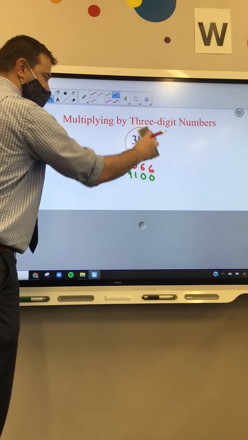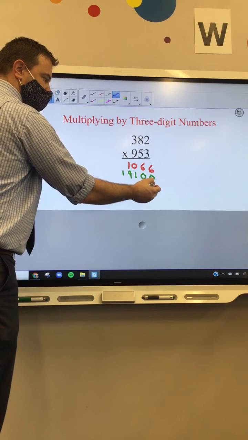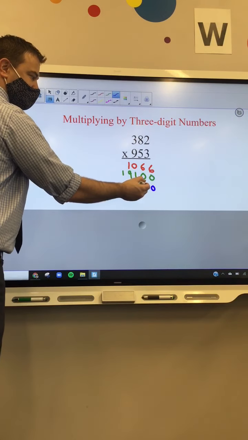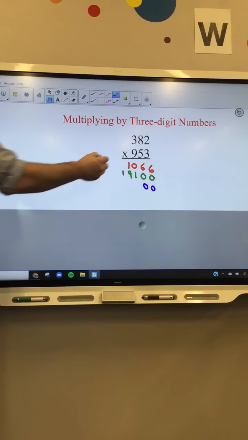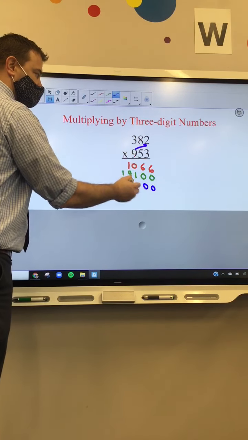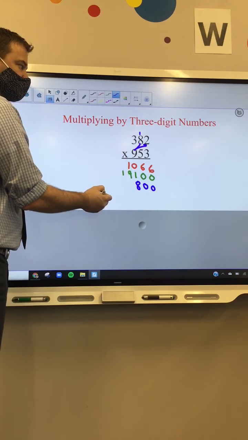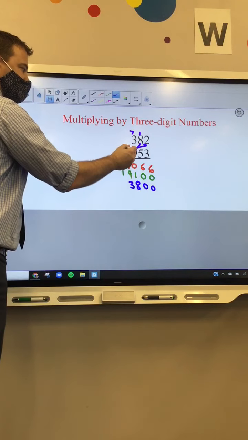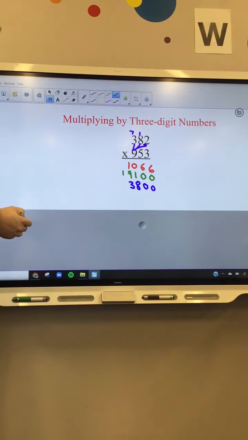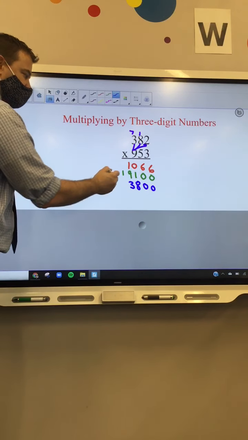So now I'm multiplying by 900. Again, because it's not just 9, I place a 0. Because it's not just 90, I place another 0. And now I start multiplying. 9 times 2 is 18. 9 times 8 is 72. Plus I've got this one, which makes it 73. 9 times 3 is 27. Plus my 7 up top is 34.